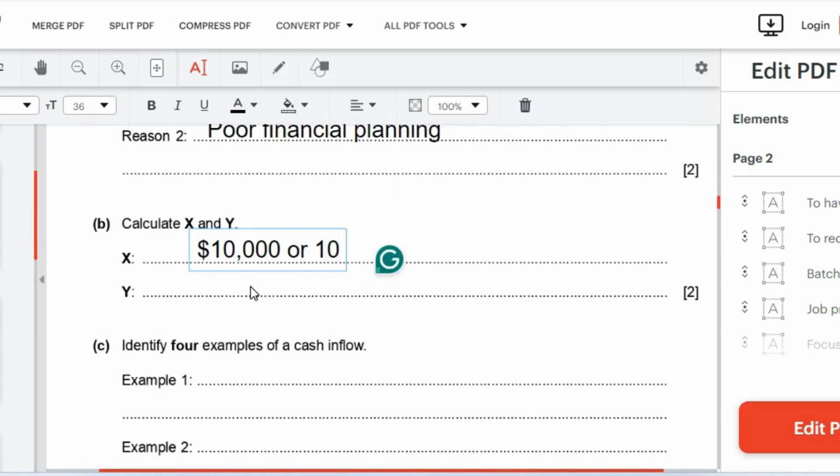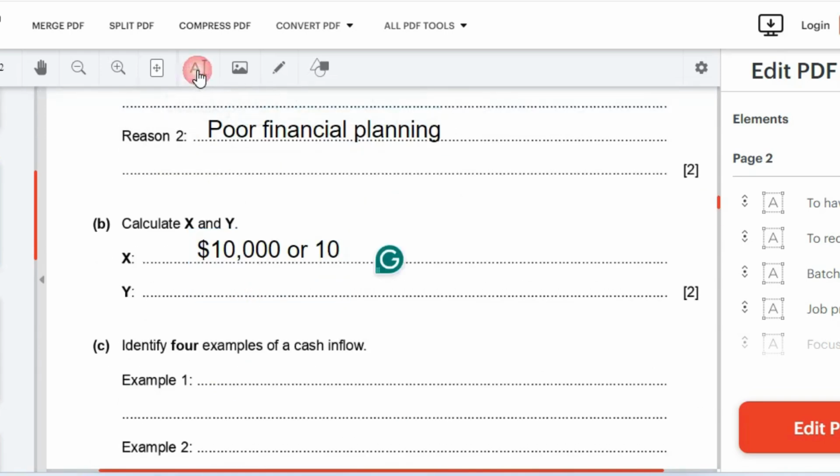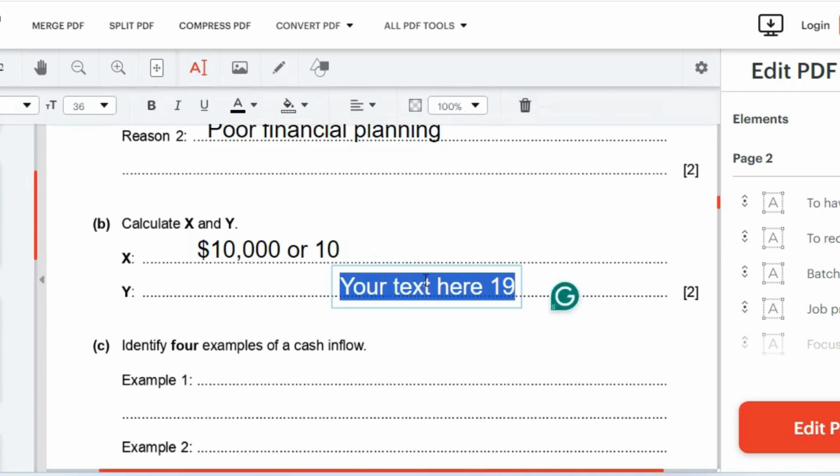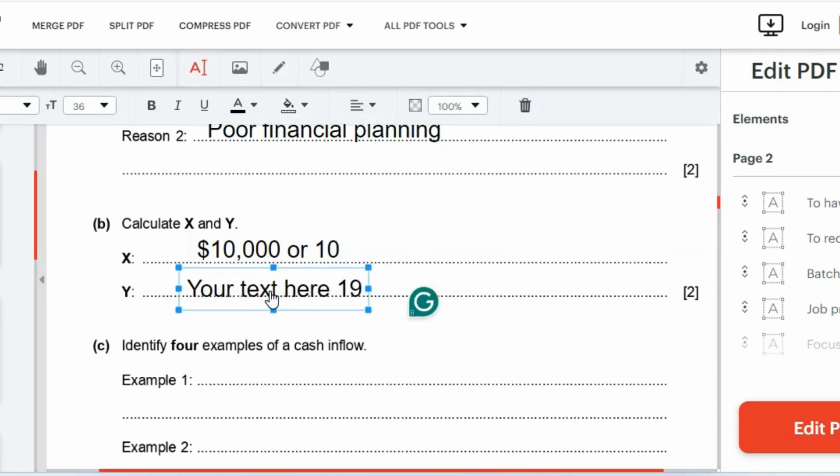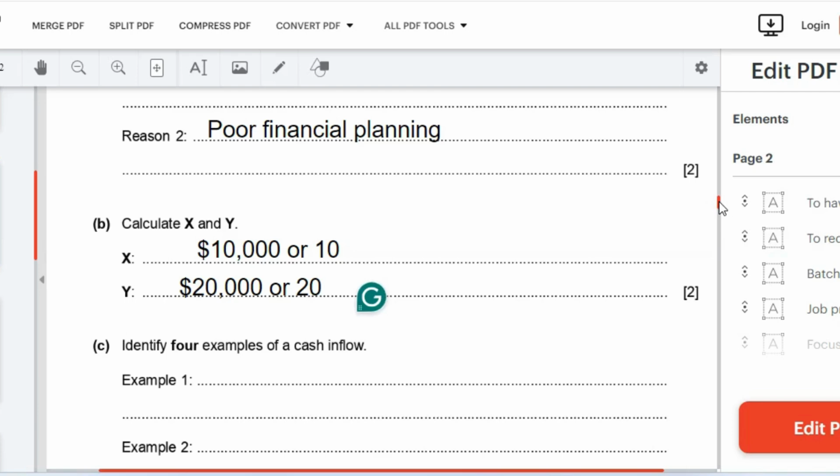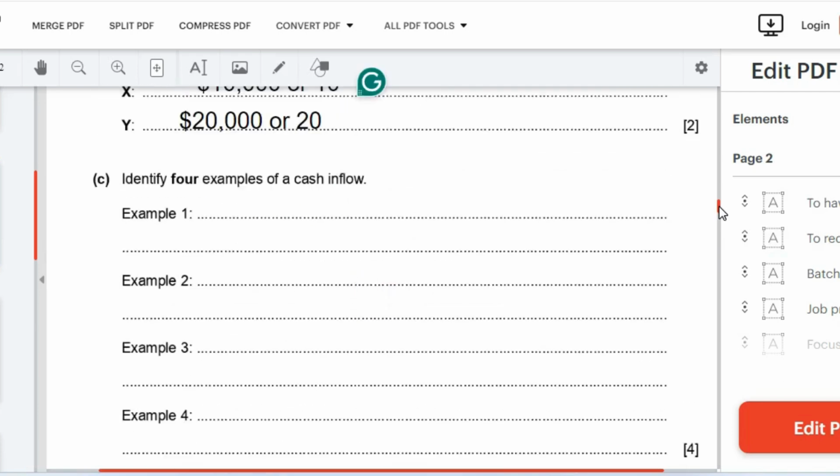Let us write this out also. To be $20,000 rather. That is $20,000, or you can write it as 20. That's all. Now we move to question 2C.